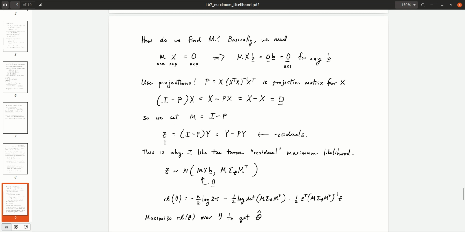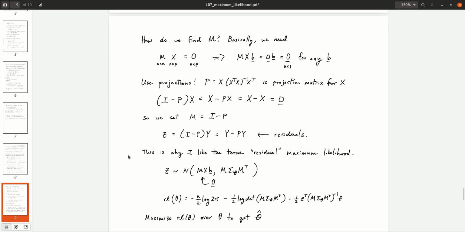So here it becomes z equals I minus p times y. And this, of course, is iy minus py. And py is the fitted values, the random version of fitted values. And so this just becomes y minus the fitted values, which are the residuals. So this is why I like to use the term residual maximum likelihood. I favor that over restricted maximum likelihood because this is really based on forming these residuals. I think it's a good descriptive way to say what REML is doing.